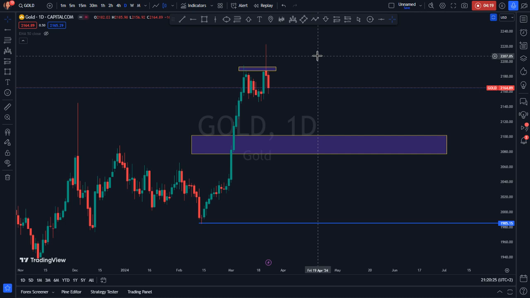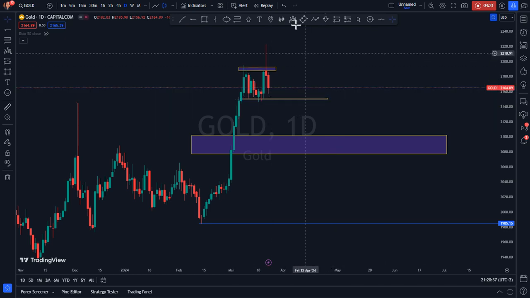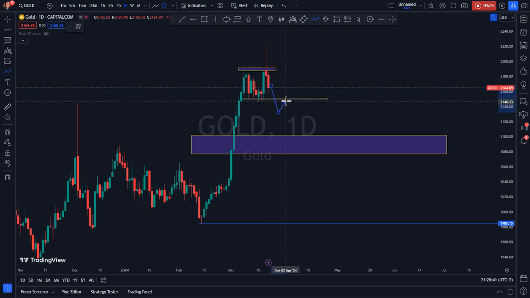It's more like some sort of double top. So if this is more like a double top, therefore this one is going to act as more like a neckline. So if the market really does play out the way it looks, therefore which means we can have something that is going to be like this.